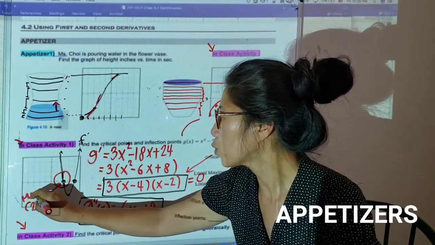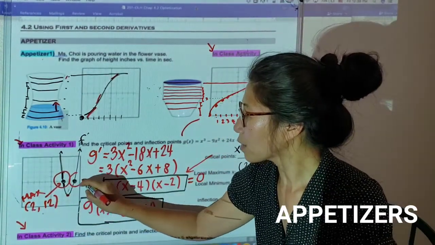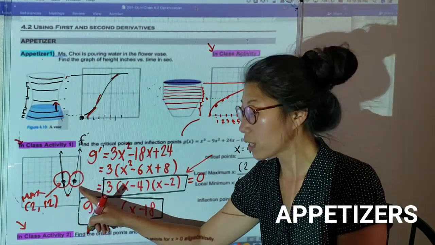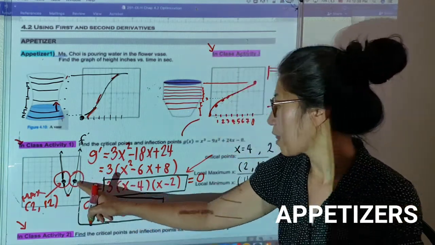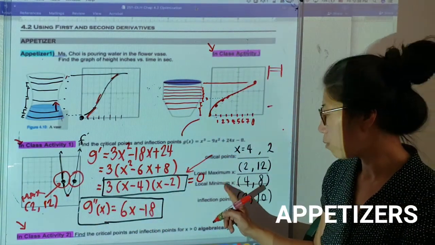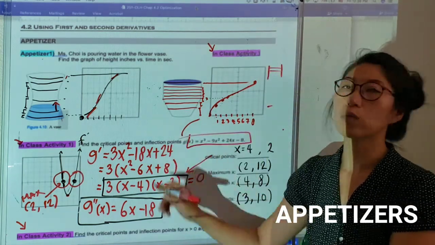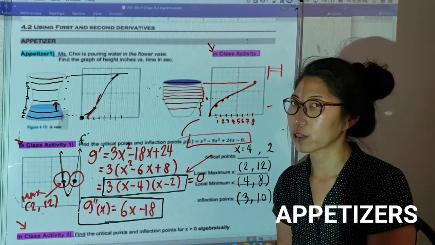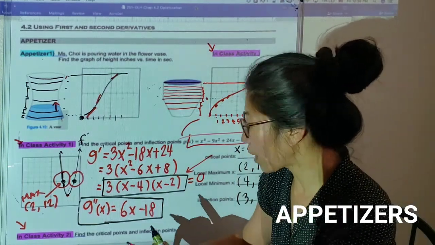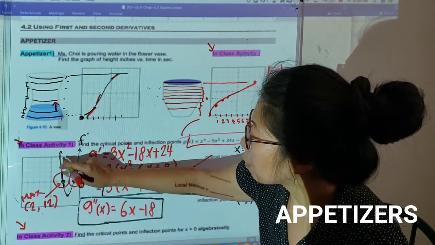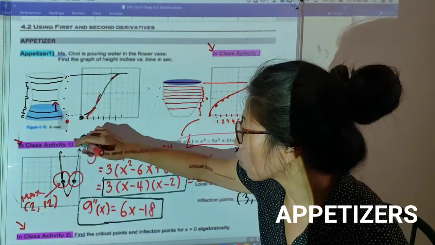And I plugged 2 into my original function. Then I got 12. And this one, when you look at this, can you say that this represents a local minimum by the first derivative test? Because here it's decreasing, then increasing. And then f(4) is going to be a local minimum. So I plug in 4 and I got 8. So before pre-calc, do you think you could graph this one? Think about it. Without a graphing calculator, we couldn't graph this one. But now using calculus, we have a local maximum at (2, 12) and a local minimum at (4, 8), about here.